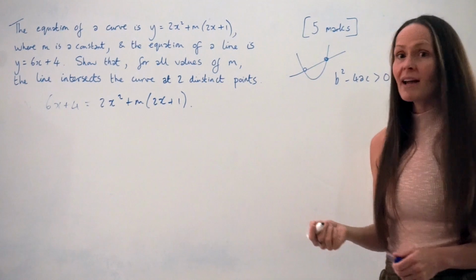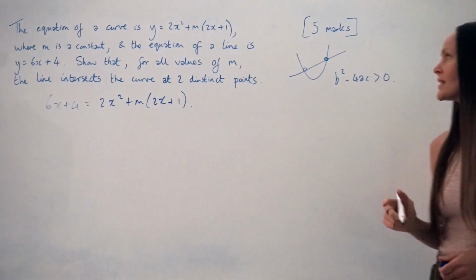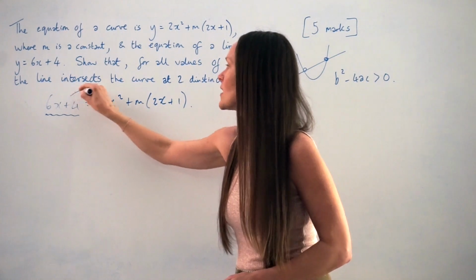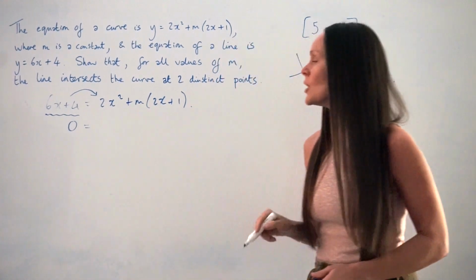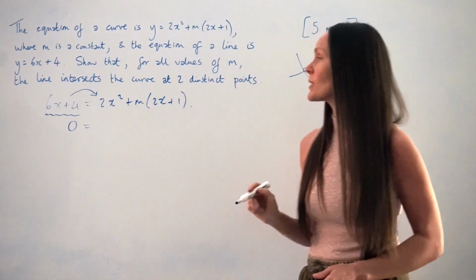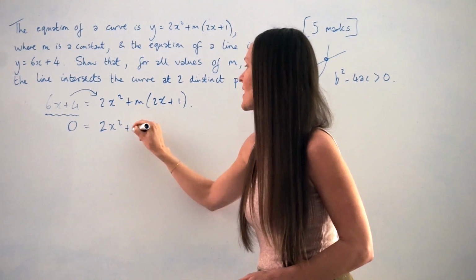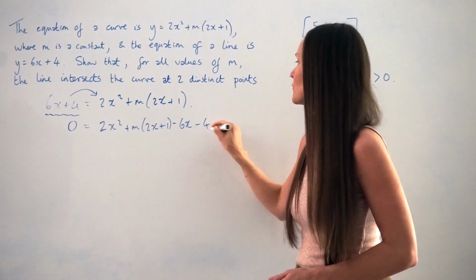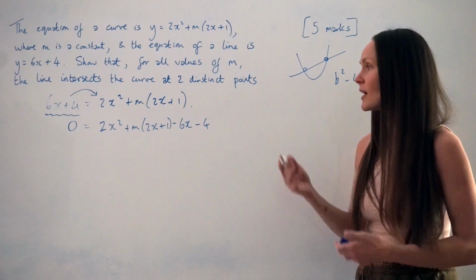Alright, now I need to rearrange the equation so that it's equal to 0, so I can identify my values for a, b and c more easily for the discriminant. So I'm going to move these terms here over to the right hand side, so I'm left with nothing on the left hand side of the equation. Remember, when these terms move across the equal sign, they're going to change signs, so they're both going to become negative. So I have 2x squared plus m all multiplied by 2x plus 1, and then I'm subtracting 6x and subtracting 4.